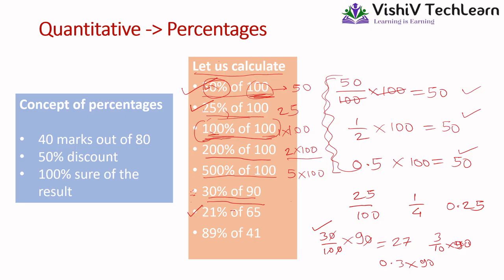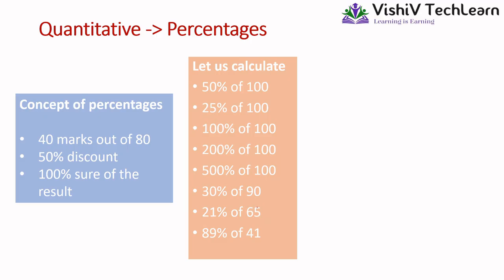Now here we have to use some method or shortcut trick. 21% of 65. Either you can consider 0.21 multiplied by 65, but here we need to do this multiplication, and that will consume some time. Or if you consider this as 21 by 100 multiplied by 65, this calculation will also consume some time. So to calculate this 21% of 65, we need to use some trick.